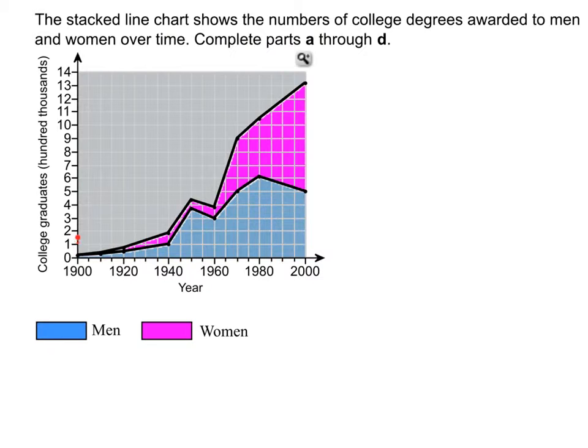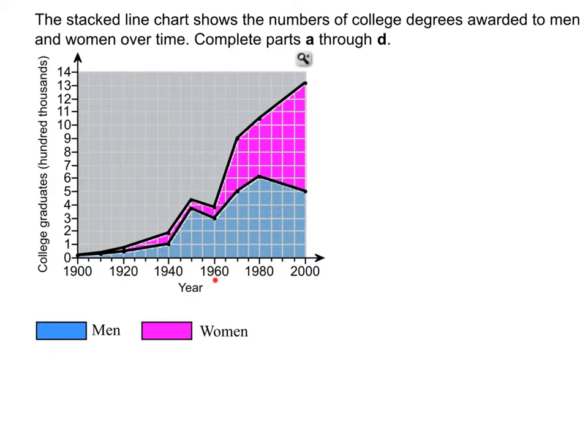On the y-axis is the number of college degrees, and it goes from 0 to 14. But this doesn't represent the individual number of college degrees. It represents the hundreds of thousands of college degrees. So we start at 0 and then 100,000, 200,000, and we work our way up to 1,400,000 degrees.